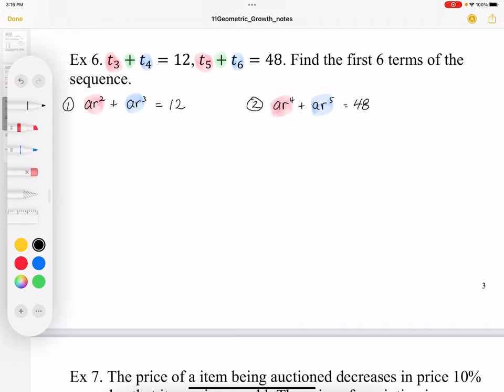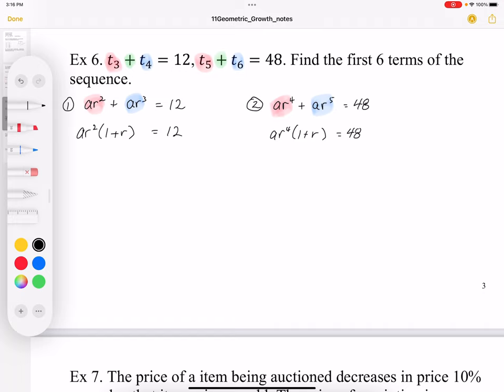And we need to solve this system. Now, this is a problem because we need to cancel out A's or R's, and this plus can be an issue. However, if you recognize that this is factorable, and we factor this, I end up with AR squared times (1 plus R) equals 12. And here I end up with AR^4 times (1 plus R) equal to 48. That plus ends up in a factor with R, and we can get rid of that factor with division.